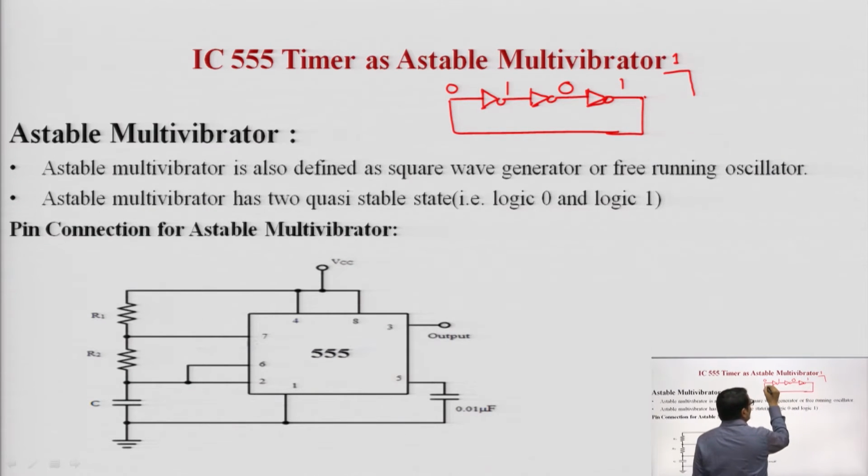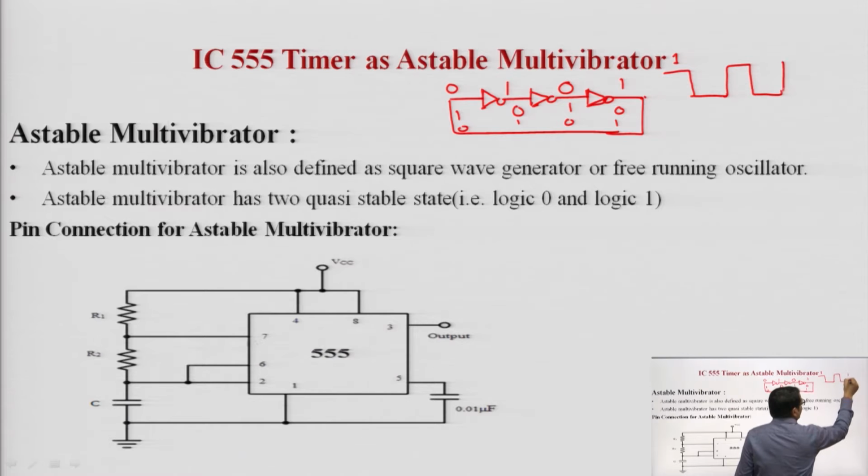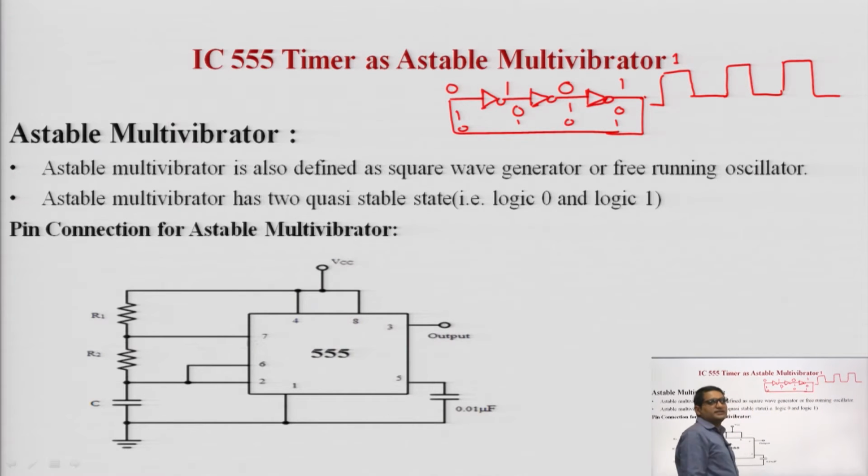Now with the feedback, the 1 comes here and it gives 0. This is 1, this is 0, this is 0, again 0 gives 1, and this is 1. This phenomenon will repeat. This is called the two quasi-stable states, either logic 0 or logic 1.